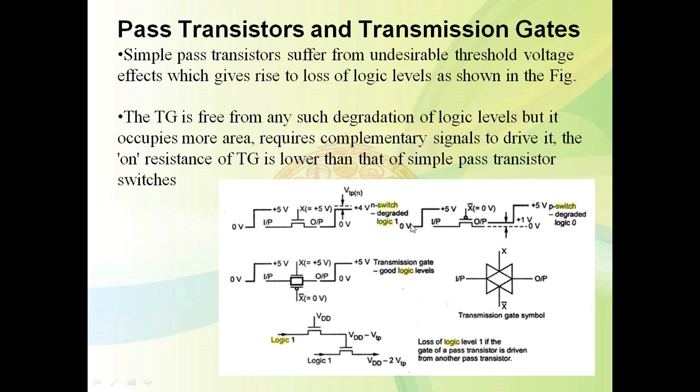Also in case of the p-type transistor, it degrades logic 0. So how is it? We can see here, the input is equal to 0, and the p-type transistor will be off for 5 volt. So here the transistor will be off, but the voltage across this will be about 1 volt. So the output voltage is 1 volt here.